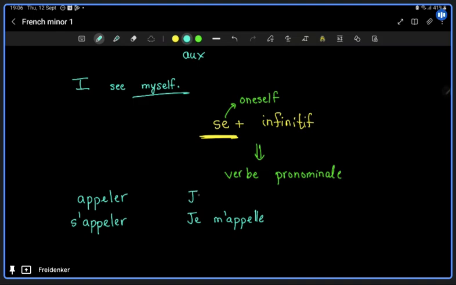But if you use appeler, it just means to call. J'appelle mon ami. I'm calling my friend. You have to look at the conjugation of appeler. You have to be careful. There's an extra L here.